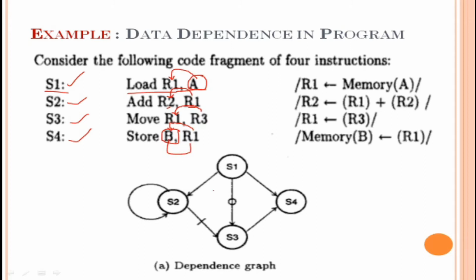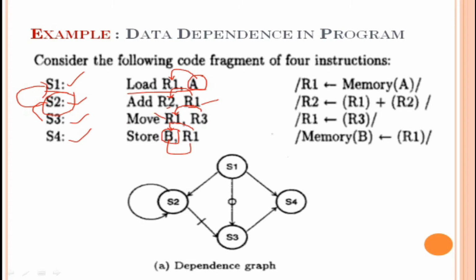In these statements, statement 1, statement 2, statement 3, and statement 4, S2 is flow dependent on S1, because the variable A, the memory location A, is passed via the register R1. Hence S2 is flow dependent on S1, and S3 is antidependent on S2 because of the potential conflicts in the register R1. As you can see, the R1 register is used in both. Hence S3 is antidependent on S2.